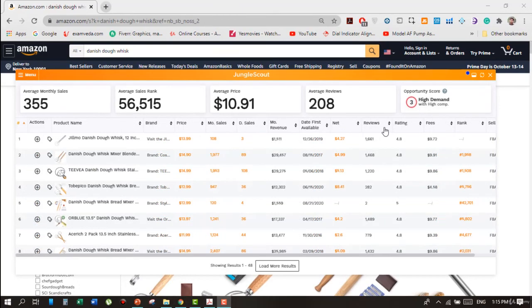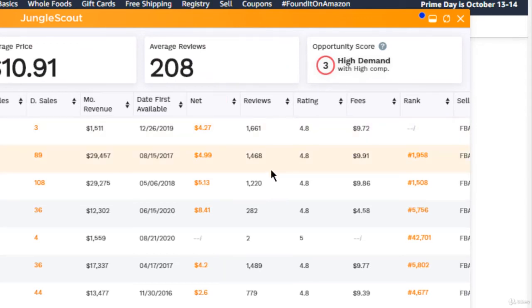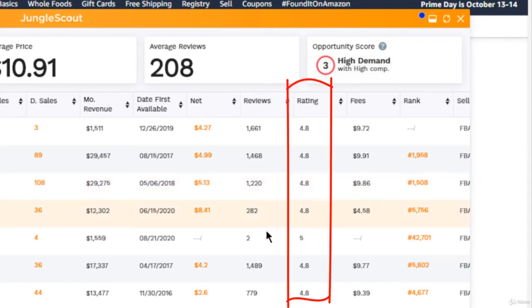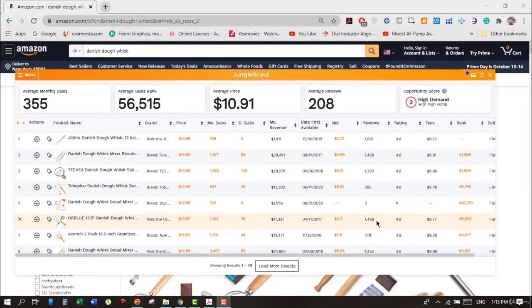Finally, check the reviews of top sellers. At least 2 sellers in the top 5 must have a review count of less than 200. Moreover, the review rating should also be above 4.0 for the top 10 sellers. It will help manage fewer product returns.